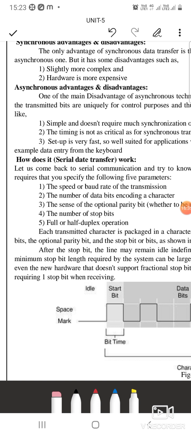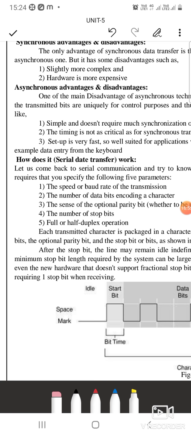That is, you are adding a start bit, a stop bit, and additional parity bits if required. So these all decrease the rate of data transfer for asynchronous communication. That is one of the important disadvantages of asynchronous communication.